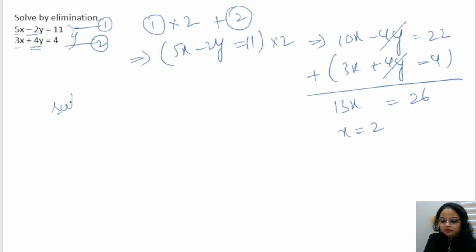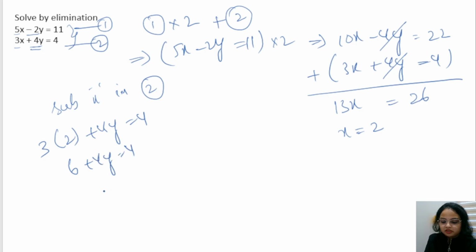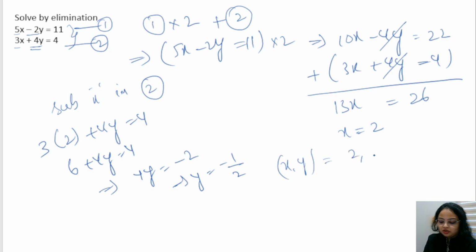I'll substitute x value in second equation. Okay, it is 3 into 2 plus 4y is equal to 4. 6 plus 4y is equal to 4. So here 4y is equal to 4 minus 6, it is minus 2. y is equal to minus 1 by 2. Minus 2 by 4 it is minus 1 by 2. So here what are the x and y values? It is 2 comma minus 1 by 2.